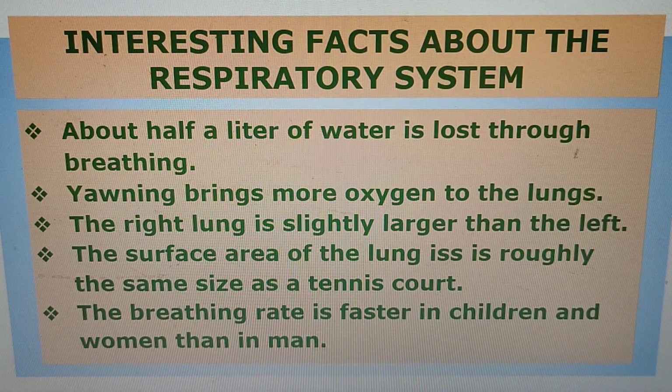So there are interesting facts about the respiratory system. One is about half a liter of water is lost through breathing. Yawning brings more oxygen to the lungs, and the right lung is slightly larger than the left. The surface area of the lung is roughly the same size as a tennis court. The breathing rate is faster in children and women than in men. Okay, so these are interesting facts about the respiratory system.